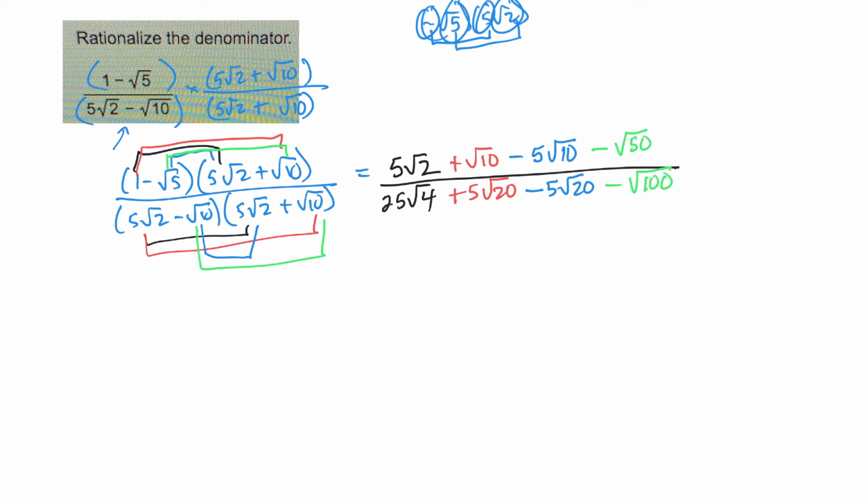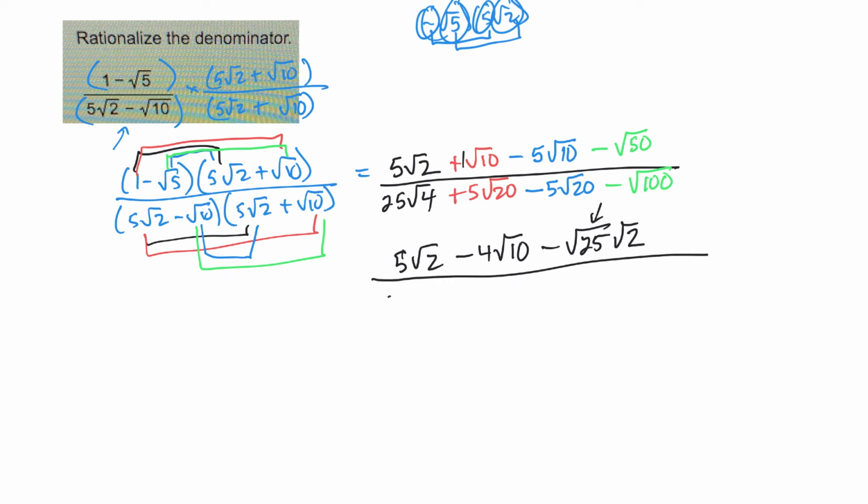Okay, now let's simplify. So 5 root 2 can't do anything with that. Root 10 minus 5 root 10, I could do something there. 1 root 10 minus 5 root 10 would be a minus 4 root 10. And then minus root 50, 50 is 25 times 2. So that's root 25 times root 2. You see where I'm going with that? Okay, over 25 root 4, so it would be 25. The square root of 4 is 2. 5 root 20 minus 5 root 20, gone. Minus the square root of 100 is 10.